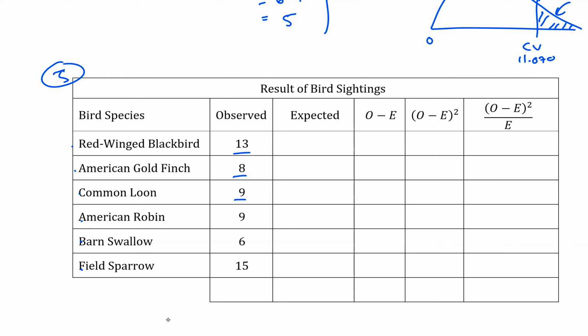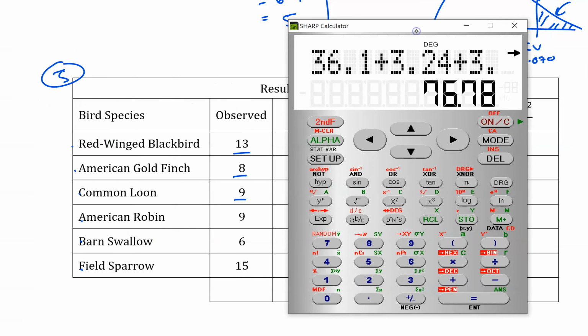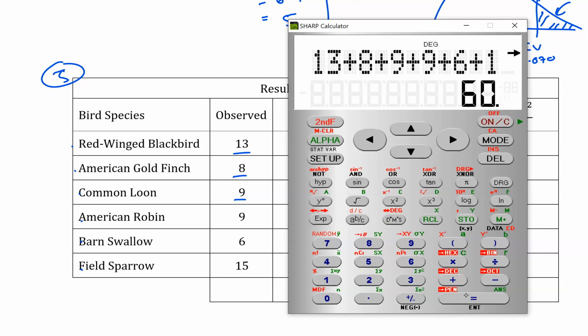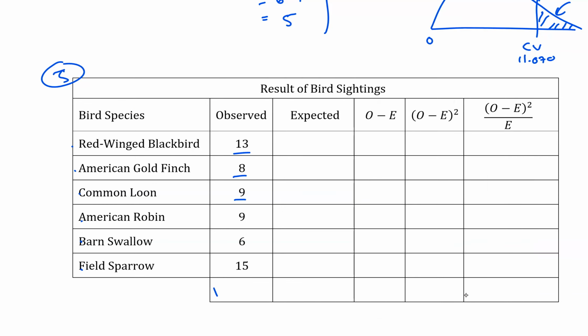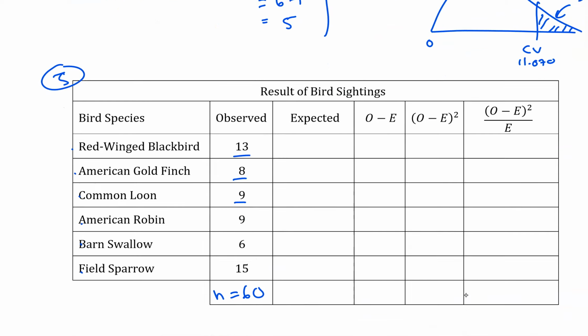So first off, let's just see how many birds we actually observed when we were out there. So we had 13 plus 8 plus 9 plus 9 plus 6 plus 15. So we looked at a total of 60 birds. And what we would like to do for the expected column is to say that, is it uniformly distributed, right? So that's that equally likely to happen.